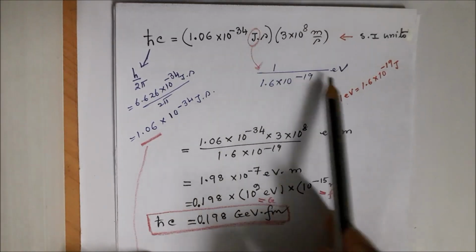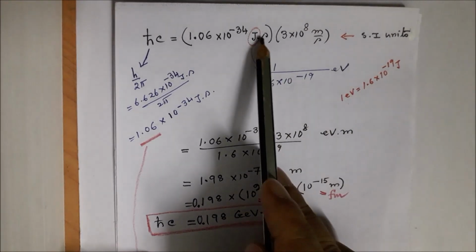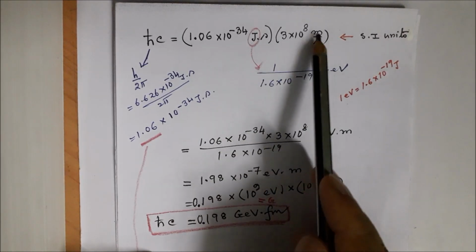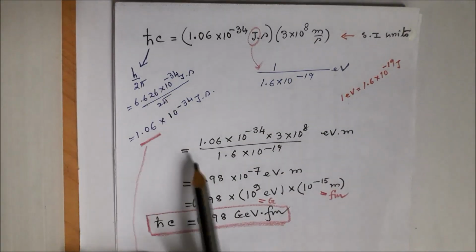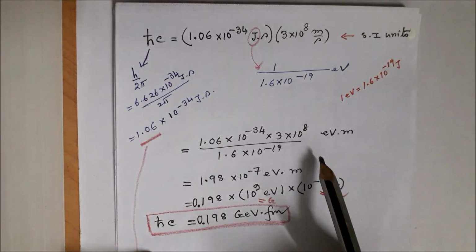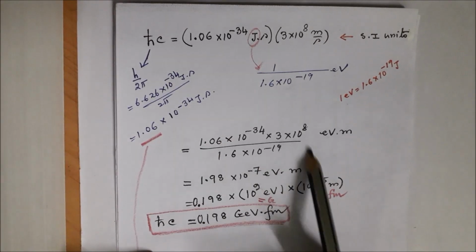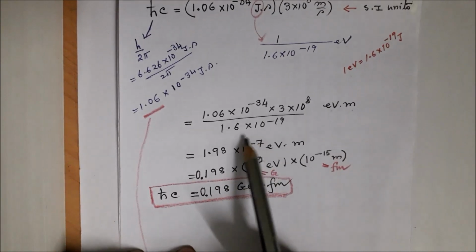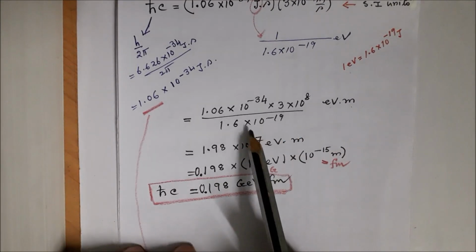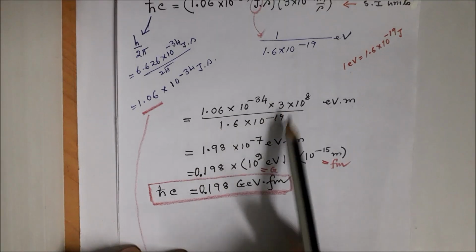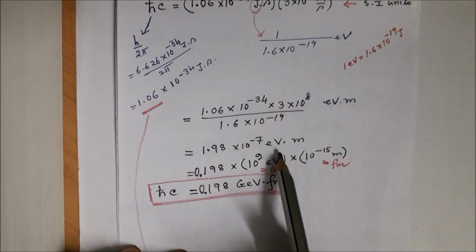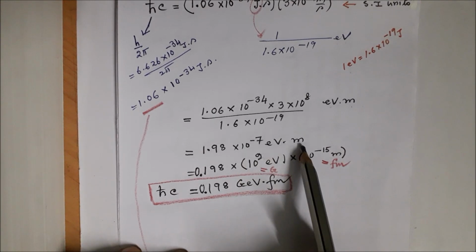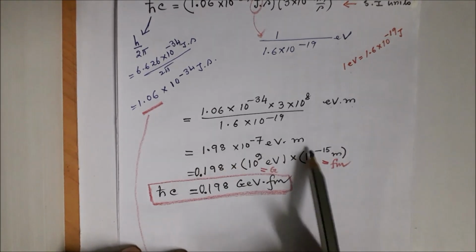Instead of joule, we have EV here. The second and second cancel out, and we have a meter here. So H cross C is expressed in this way in terms of EV into meter, and we simplify it. Proper calculation gives us this relation, 1.98 into 10 to the power minus 7 EV into meter, and we can write it judiciously.